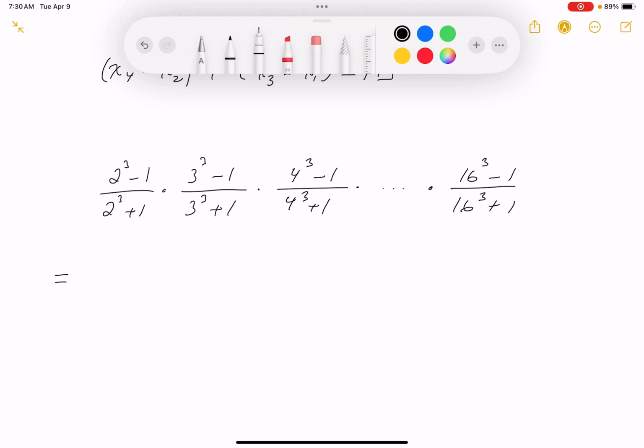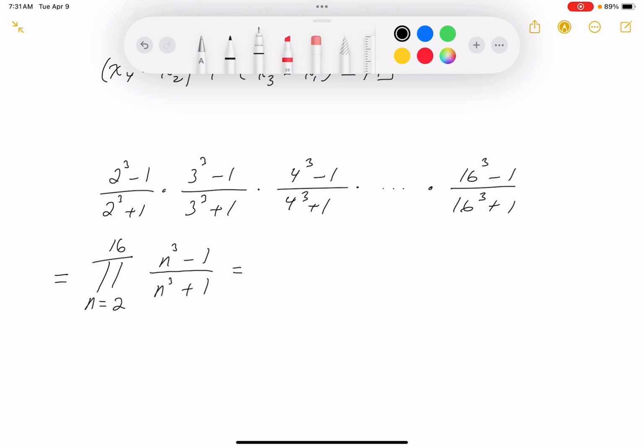We have a shorthand way of writing this down, by the way. It's going to be a product. We use the uppercase pi for that. And what's that look like to me? It looks like it's going to be n cubed minus 1 over n cubed plus 1. And the n is starting at 2, and it's going up to 16.